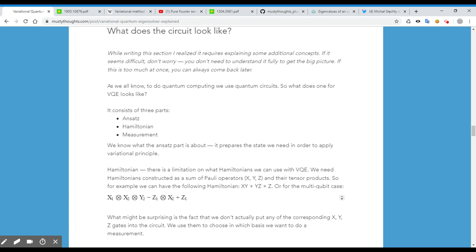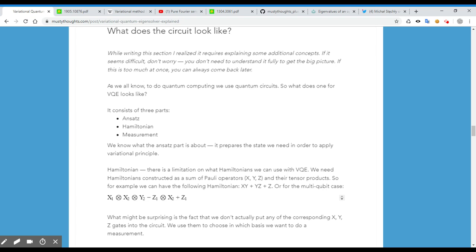We know what the ansatz part is about. It prepares the state we need in order to apply a variational principle. As for the Hamiltonian, there's a limitation on what Hamiltonians we can use with VQE. We need Hamiltonians constructed as a sum of Pauli operators X, Y, Z and their tensor products. So, for example, we can have the following Hamiltonian, or for the multi-qubit cases.